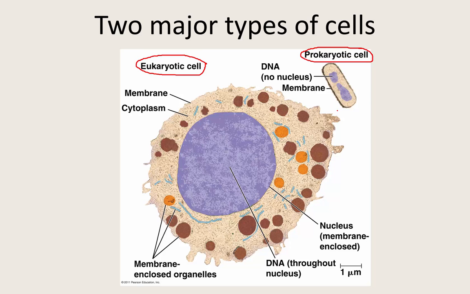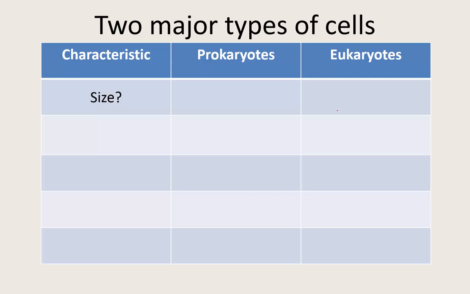E. coli, you might have heard of that bacteria before, and so those are prokaryotic. So we're going to compare them. Let's compare them in size. Obviously, we just saw which one was bigger. The eukaryotic cell was a lot bigger than the prokaryotic cell. So in general, eukaryotic cells are larger.